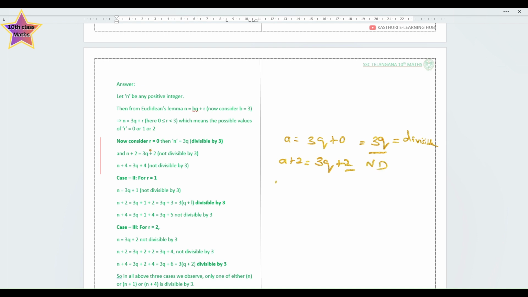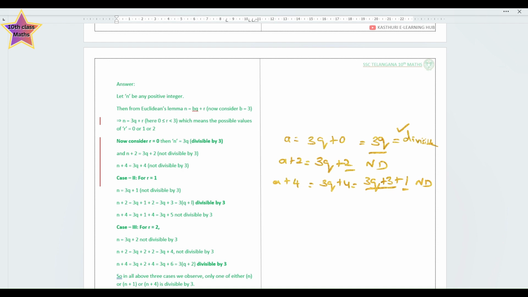If it is a plus 4, a plus 4 is 3q plus 4. This is nothing but 3q plus 3 plus 1. Here 3q plus 3 is divisible by 3, but there is a remainder 1. So this is also not divisible. So only one number, that is 3q, is divisible.